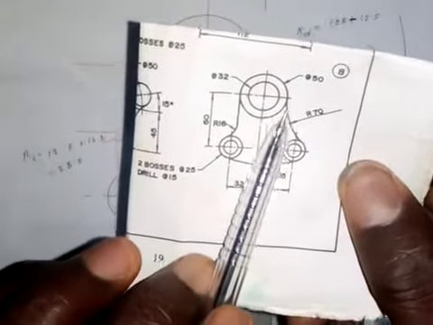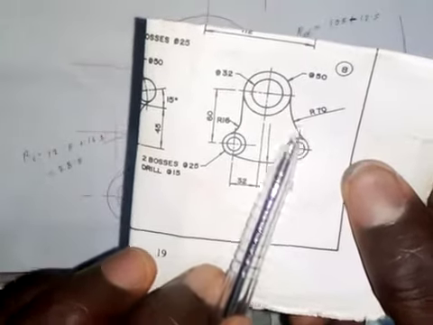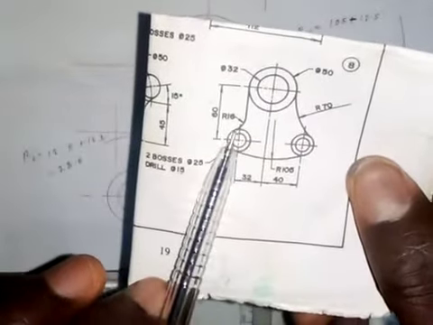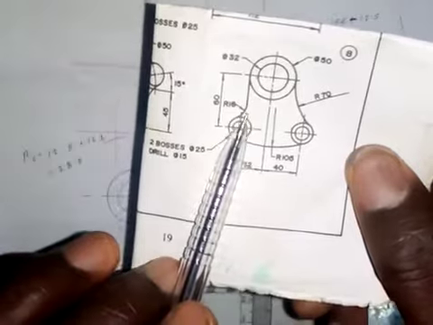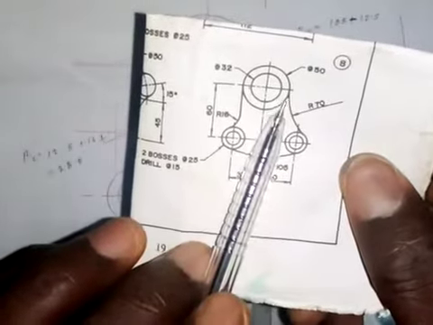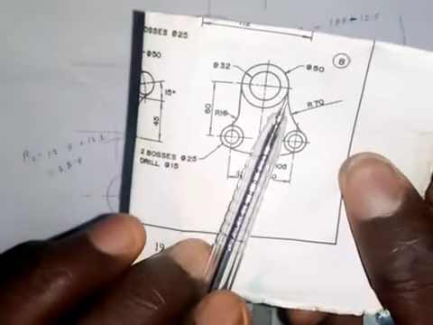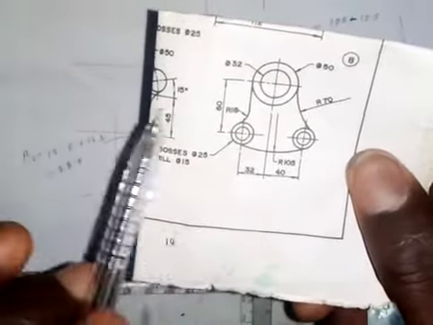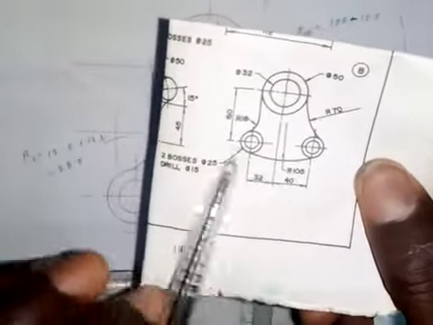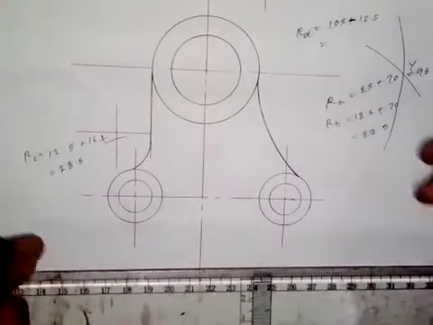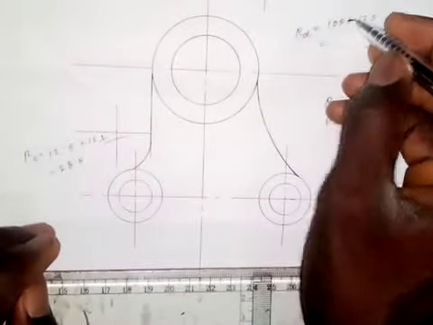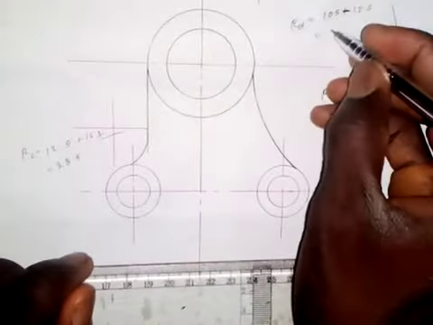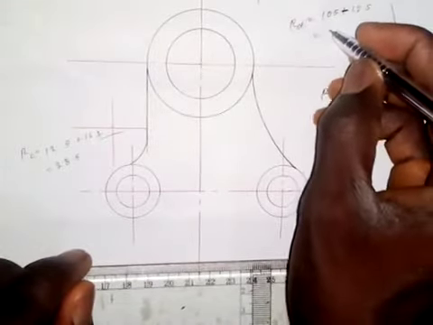Like this one, this is an external arc. That's why we added. And this is also an external arc, because the circles are standing on the outer part of the arc. The same thing applies to this circle and this circle. They are standing on the outer part of the arc. That's why we did addition. But in the case of this one, we have to do subtraction. So if I subtract this here, this gives me 92.5.